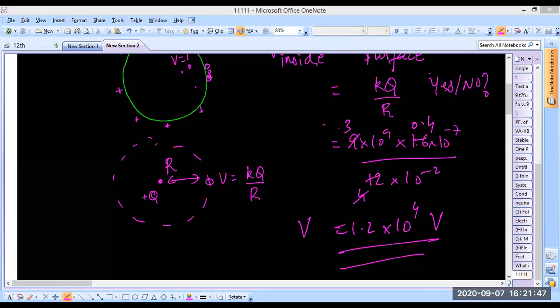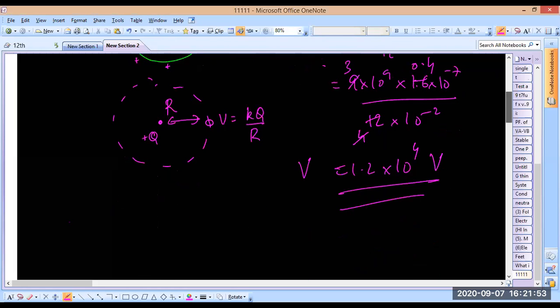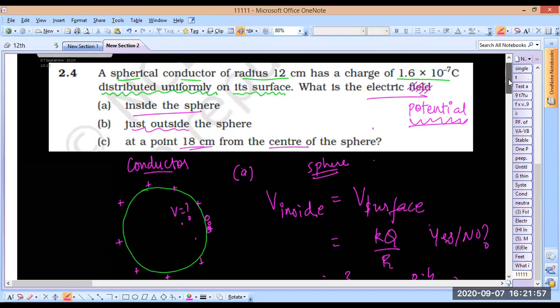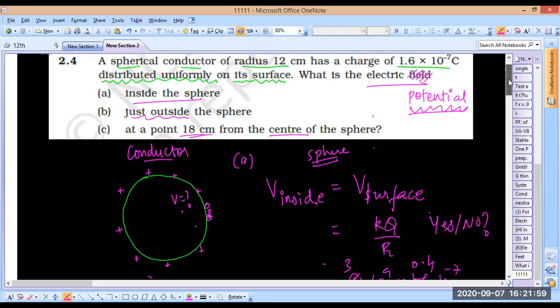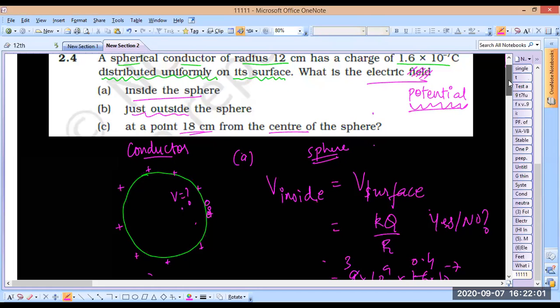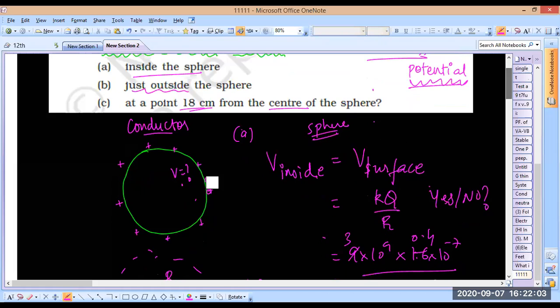Minus 8 can be. Mega, what's the power? You didn't write the power. Okay, so that's it, right? So this is the answer of first. Let's go to second one. Hurry up, everybody. Second one. Hurry up, people. Just outside the sphere. Just outside the sphere means somewhere over here, very close to the surface, right? Just outside the sphere, very close to the surface.